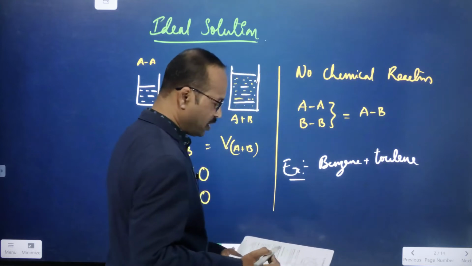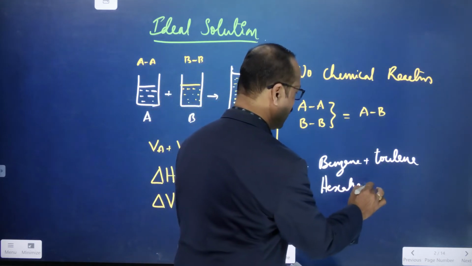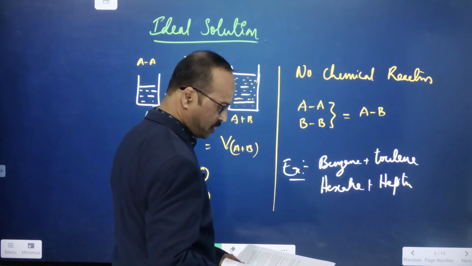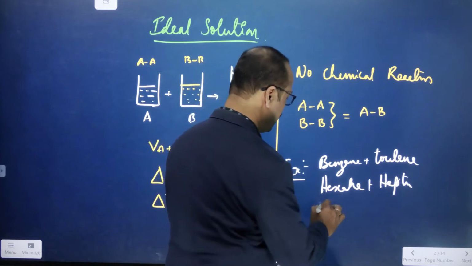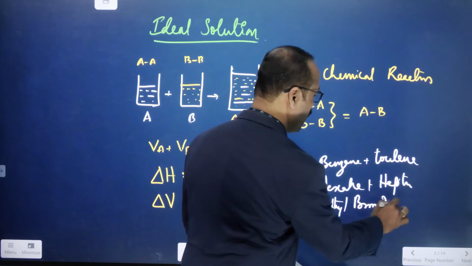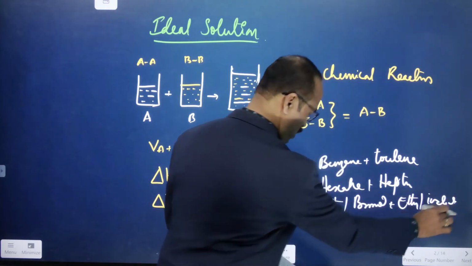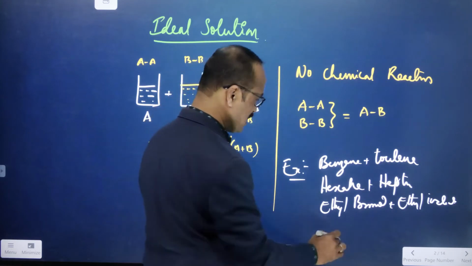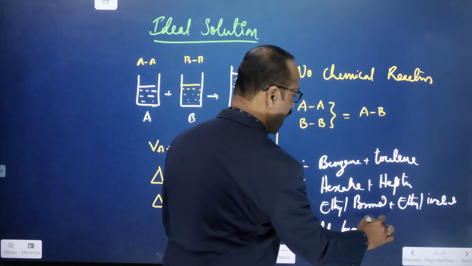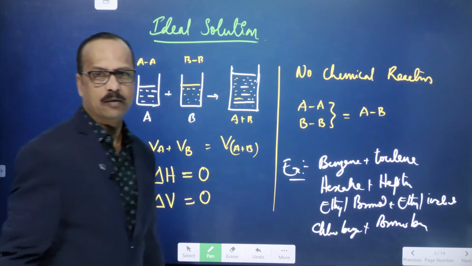Next, what are they? Hexane and heptane. And more, what are they? Ethyl bromide and ethyl iodide. More, what can you give? Chlorobenzene and bromobenzene. So these are some of the examples, students.